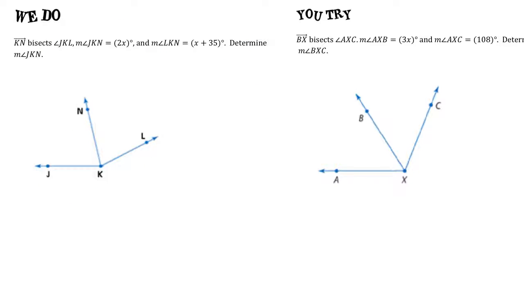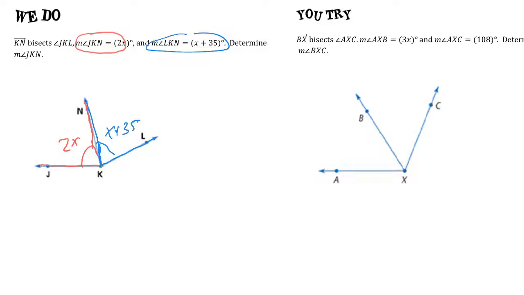So again, I really want to focus on showing you naming or labeling angles properly on a diagram. So I'm going to start there. Angle JKN is 2x. J to K to N. I don't know why I can't draw a straight line today. JKN. It's better. 2x. And angle LKN is x plus 35.